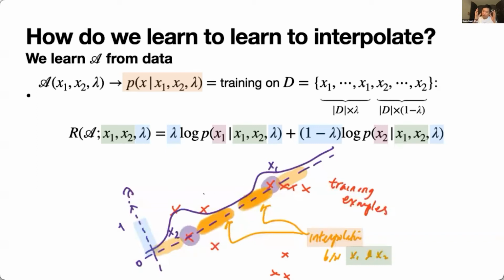Now, how do we train our algorithm A to produce such an interpolation distribution? It turns out that it's as if we're building a very large training set that consists of many copies of x1 and many copies of x2, where the number of copies is according to lambda, the interpolation parameter. And we can in fact write down the maximum likelihood learning criterion. That is, given x1, x2, and the coefficient lambda, we want to maximize the log probability assigned to x1 itself, and we do the same thing for x2. But then we have the weighted sum that tells us which one has a higher emphasis given this lambda value.